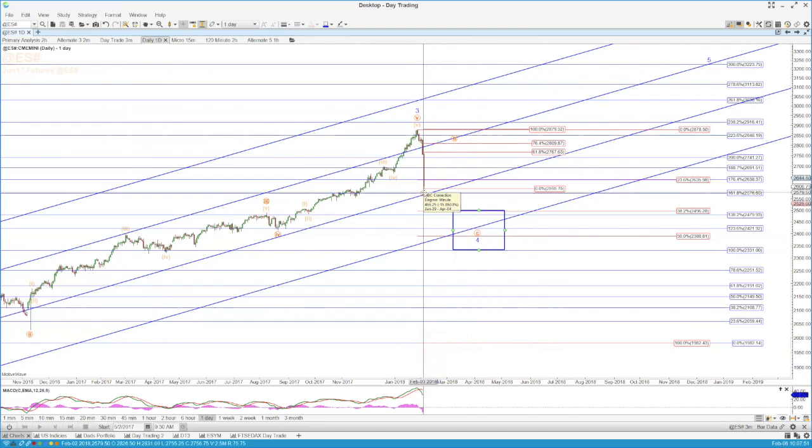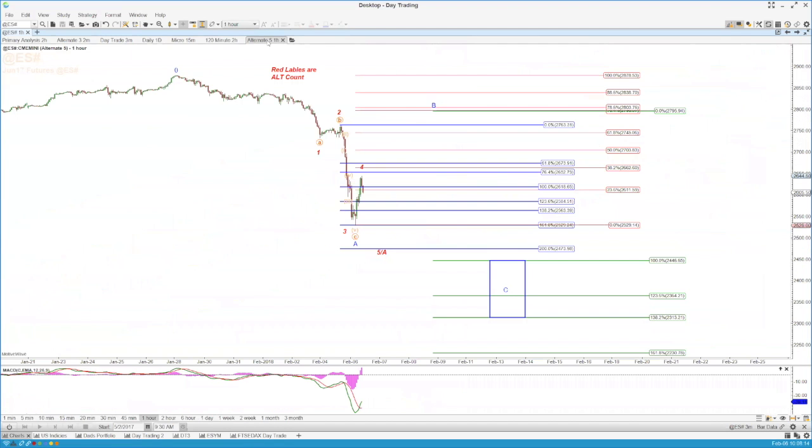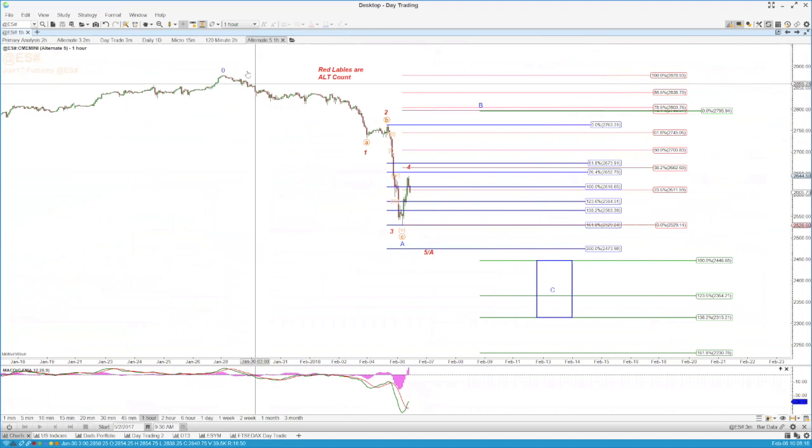Once we have the bottom of this A wave in, we would then expect a retrace of between 61.8 and 76.4% of the entire move down. So if this is the bottom of the A wave, we'd now expect to see a move back up to ES 2767 to 2810 before we resume the downside. Let's investigate that a little bit further. This is a very basic hourly chart.